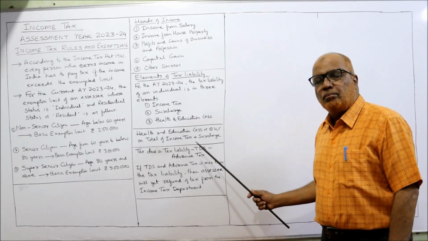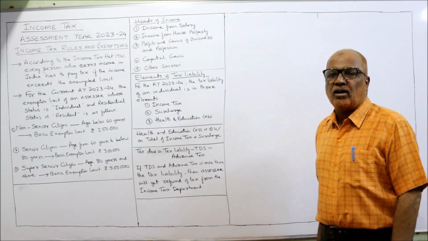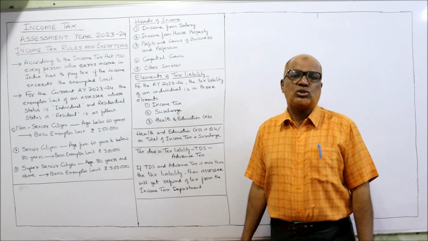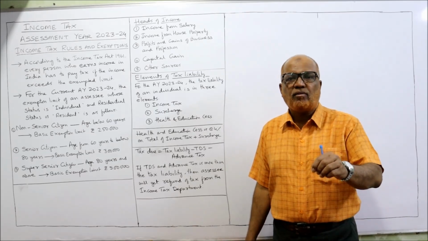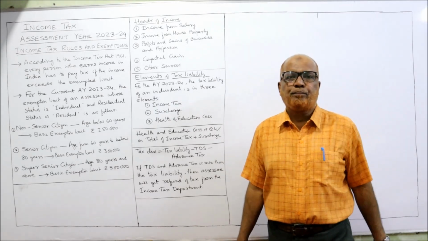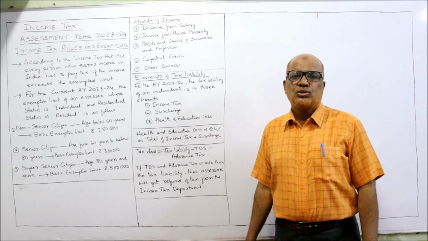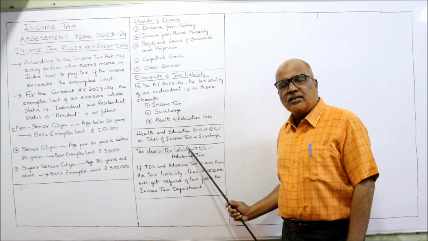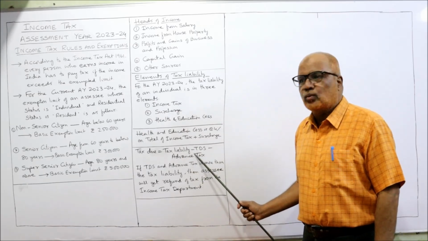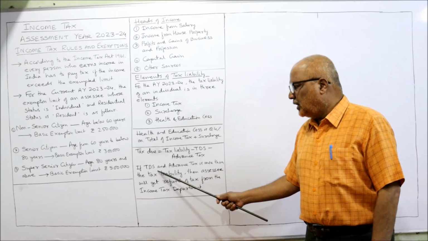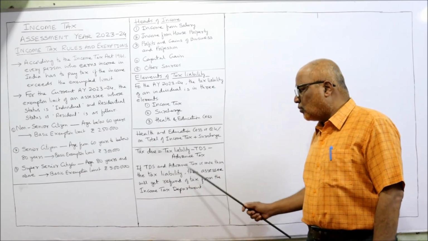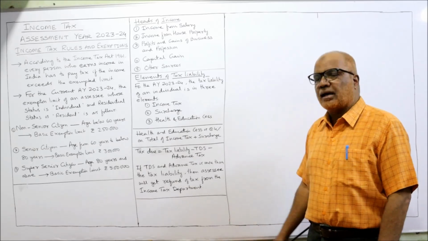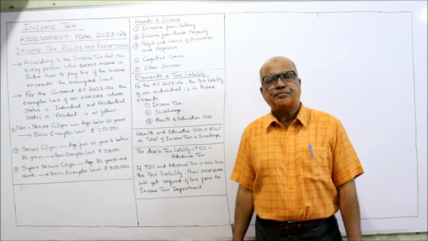So tax liability minus TDS minus advance tax. During the year, some tax deducted at source, TDS, and some advance tax might have been paid by the assessee. So from the total tax liability, deduct the TDS, deduct the advance tax, we will get tax due. Now, if TDS and advance tax is more than the tax liability, then the assessee will get refund from the income tax department. Sometimes what will happen?